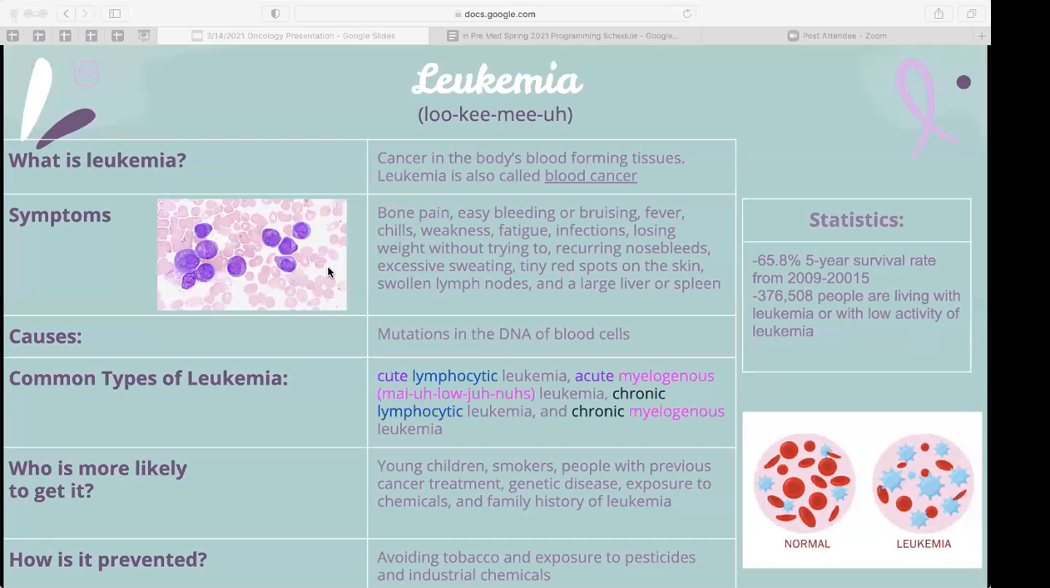To finish up leukemia, here are some statistics. From 2009 to 2015, the 5-year survival rate was 65.8%. Also, about 376,508 people are living with leukemia or with low activity of leukemia. Next, we'll talk about lymphoma.